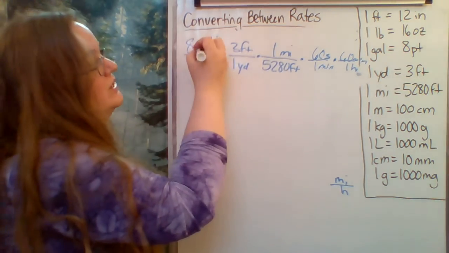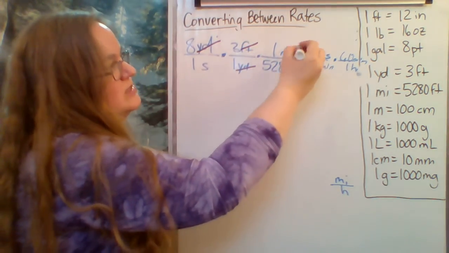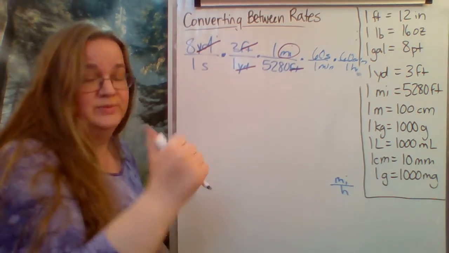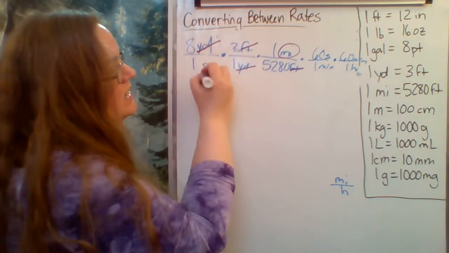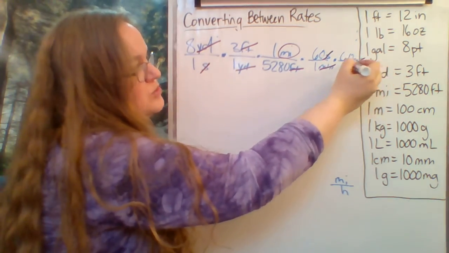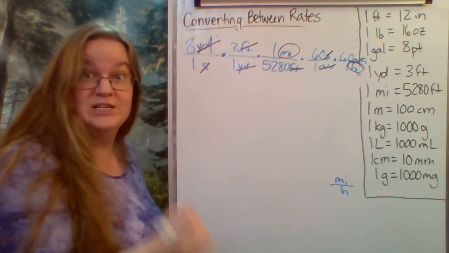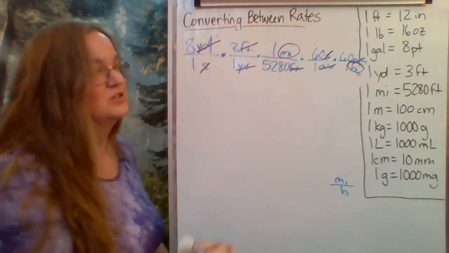So when I look, I've got yards canceling yards, feet canceling feet, which means I'm left with miles. Boom, that's what I want. I've got seconds canceling seconds and minutes canceling minutes, which leaves me with hour, which is what I want. So I have all of the information I need in order to find the answer.